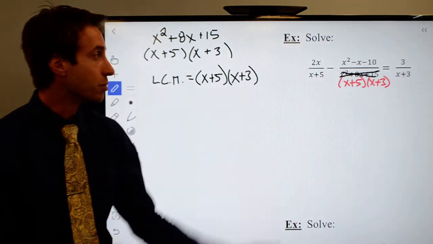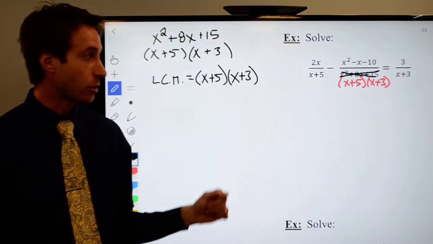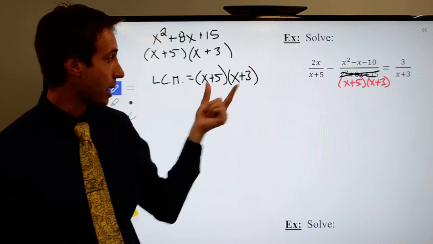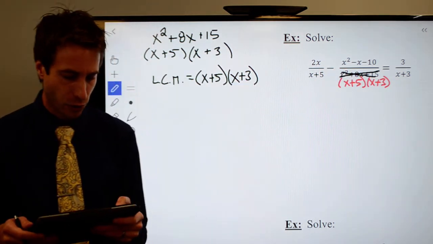So what I'm going to do is multiply each of these guys by this LCM, and go ahead, leave that in factored form, right? Because then you'll see when I multiply, everything drops out. It's beautiful, beautiful the way this works.